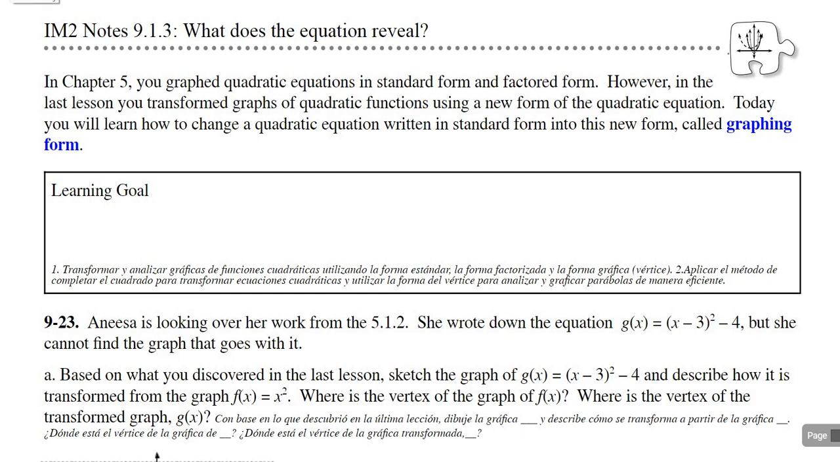Hey everybody, welcome back. Today we're doing IM2 Notes 9.1.3. What does the equation reveal?